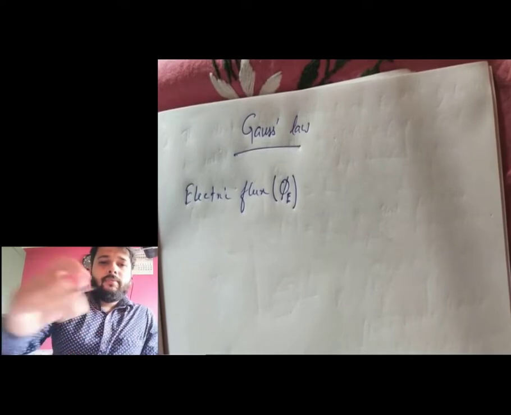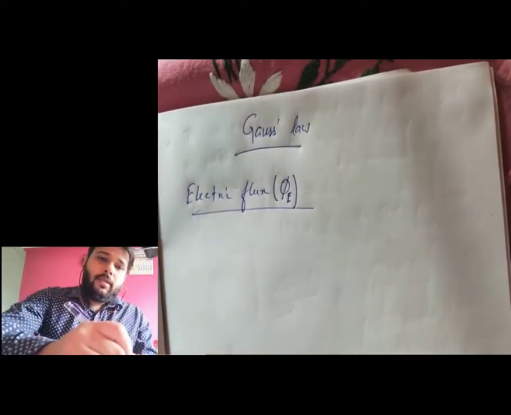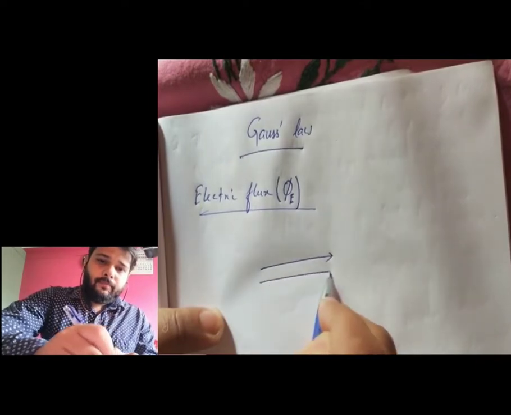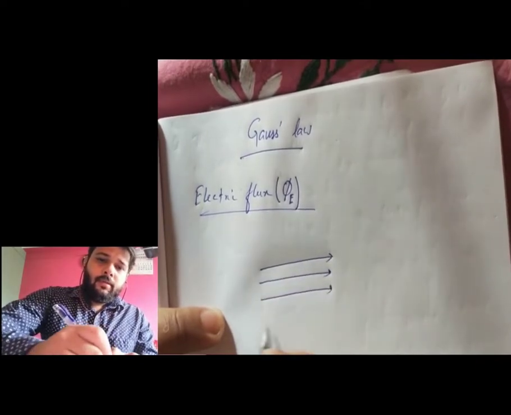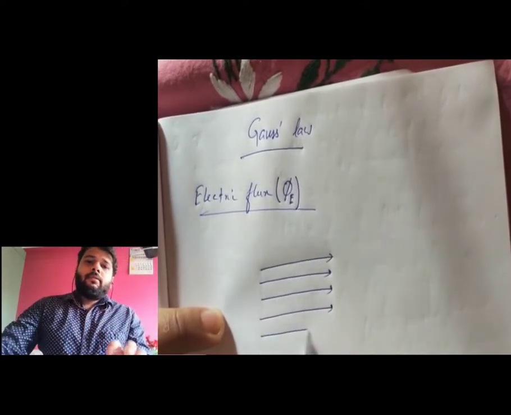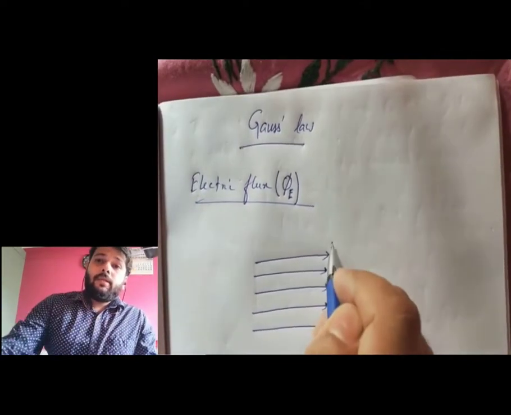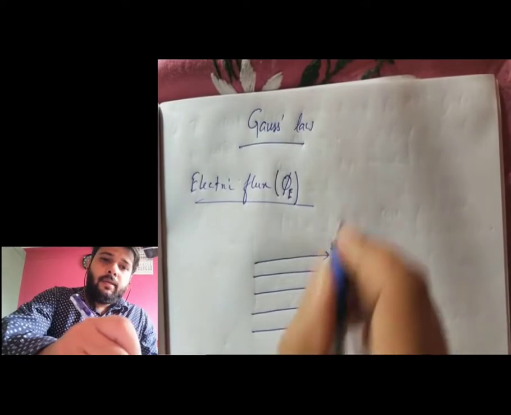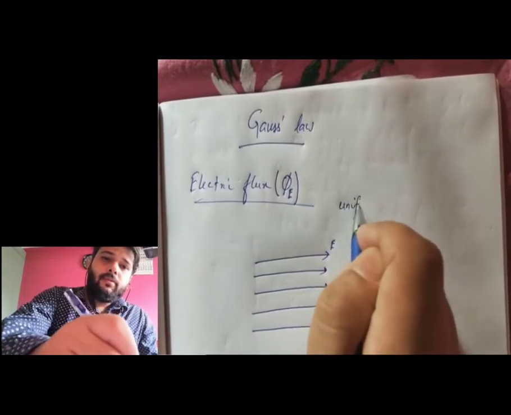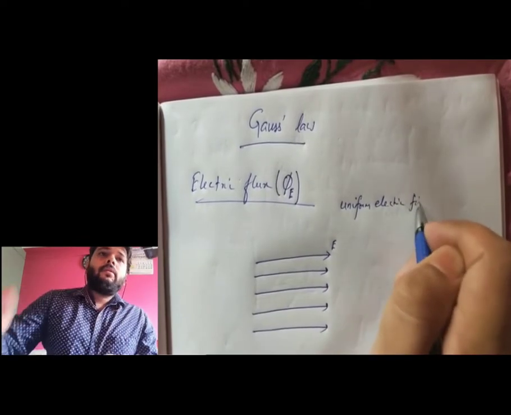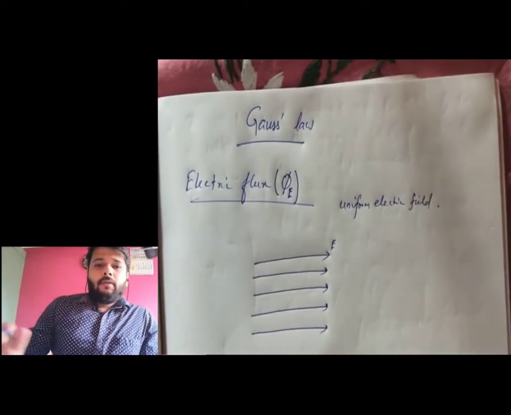We all know that there is an electric field, and we denote the electric field by the arrow sign. This is a uniform electric field. Just remember, whenever we write electric field like this, it is always a uniform electric field.